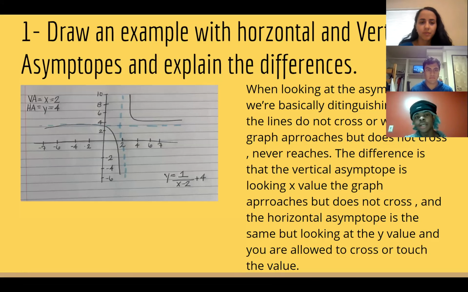So this first question asks us to draw an example with horizontal and vertical asymptotes and explain the differences. When you look at asymptotes, we're basically distinguishing where the graph does not cross, or where the graph approaches but doesn't reach. Looking at this, the vertical asymptote is where it doesn't hit on the x-axis, and it'll be 2 for this one.